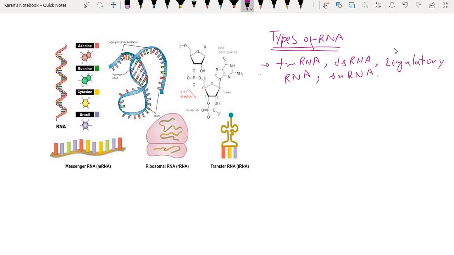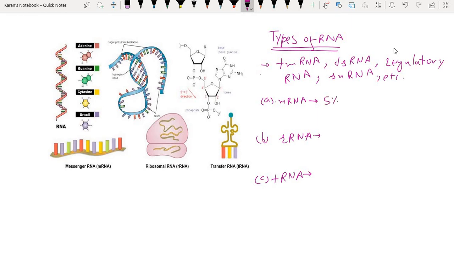So different types of RNAs are there, but the three major types of RNAs are mRNA, then rRNA, and then tRNA. So messenger RNA, ribosomal RNA, transfer RNA. These are the three major types of RNA which is generally being studied. So first of all, mRNA.